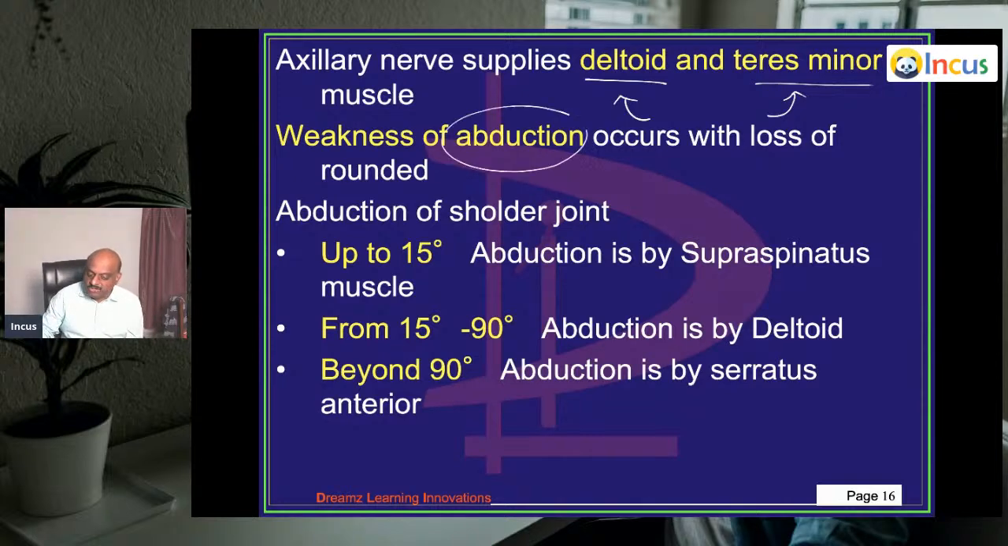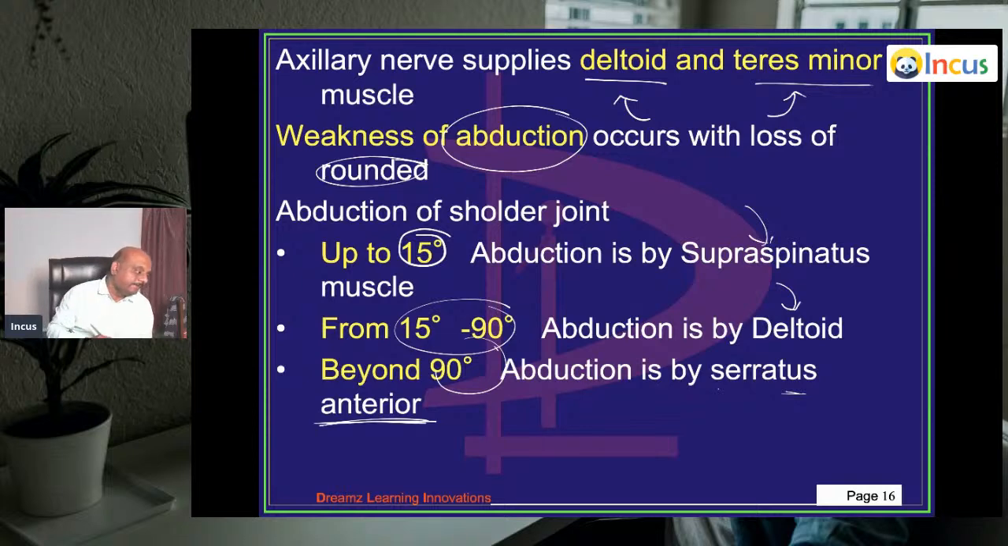And because of this weakness of abduction, normally we have a loss of roundness of our shoulder. That contour is lost. So abduction of the shoulder is always one of the favorite questions of the examiner. Up to 15 degrees, it is by the supraspinatus. 15 to 90 degrees, it is the deltoid. Beyond 90 degrees, it is by the serratus anterior. Whenever you raise both the hands and say, Govinda, Govinda, it is serratus anterior.